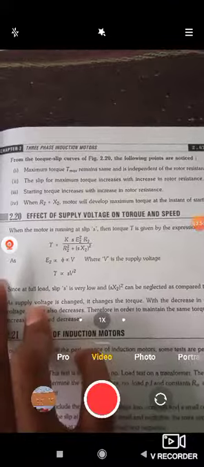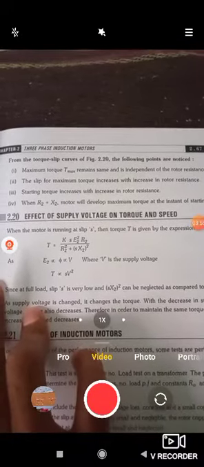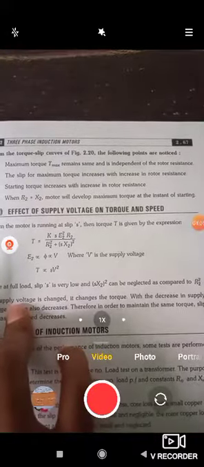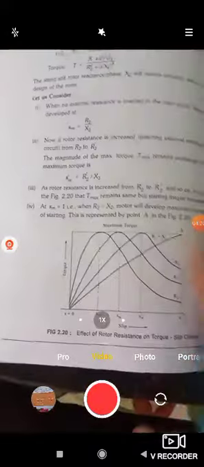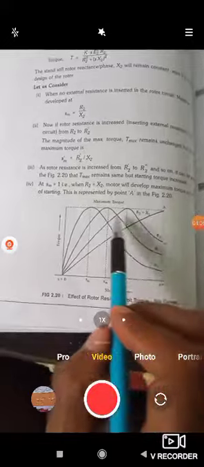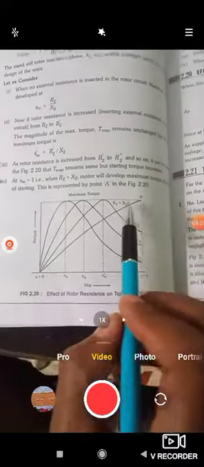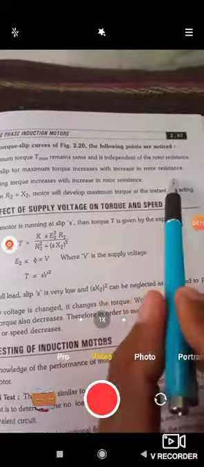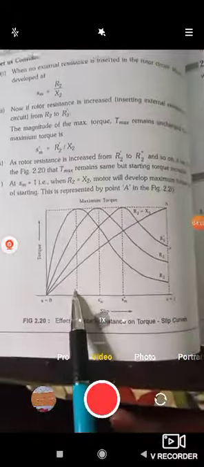Now here we will note down some points. For the torque slip curve, the following points are noted. First point, maximum torque remains the same as it is independent of rotor resistance. Even if you increase the resistance, maximum torque is the same. Next, the slip for maximum torque increases with increase in rotor resistance. Sm is increasing.